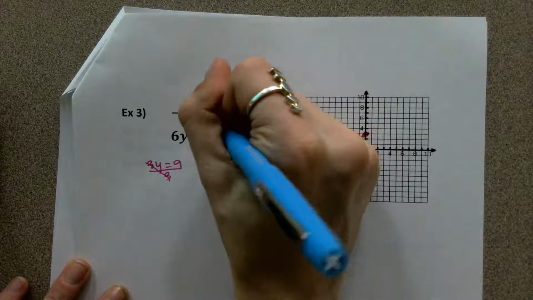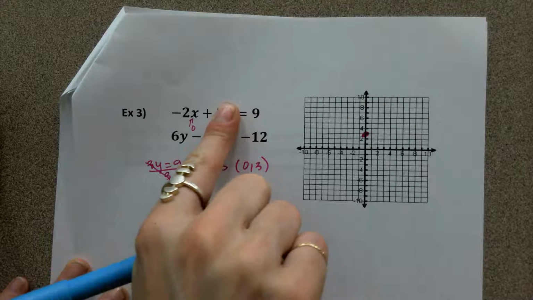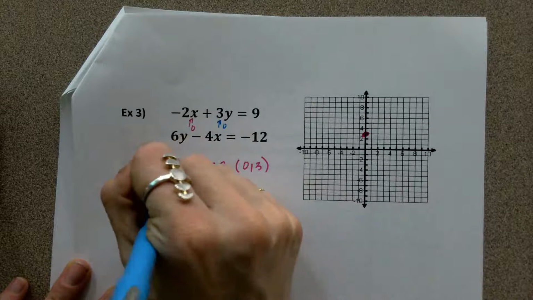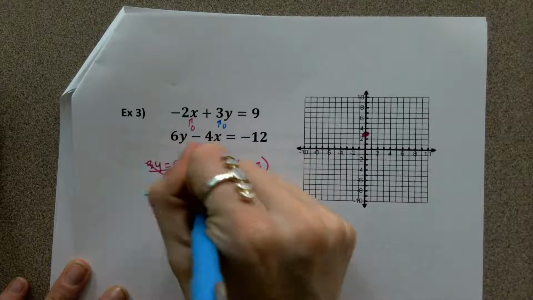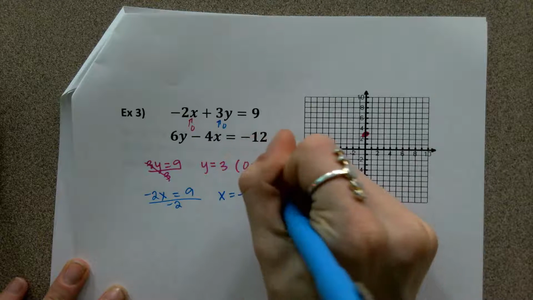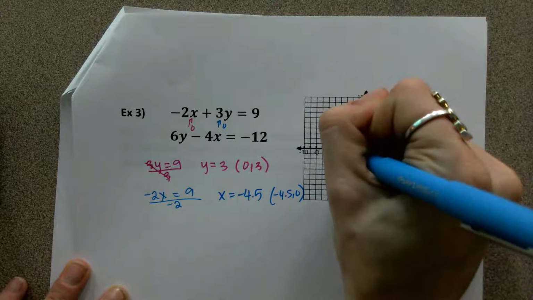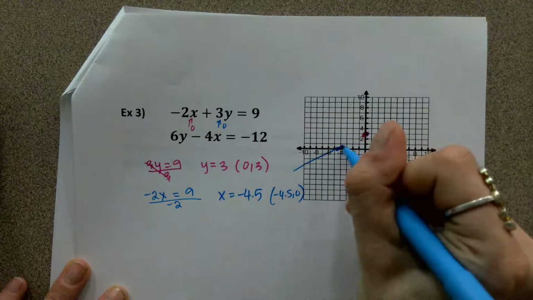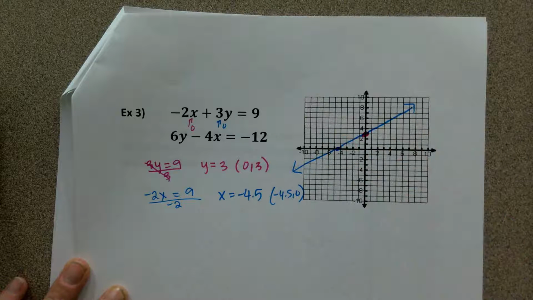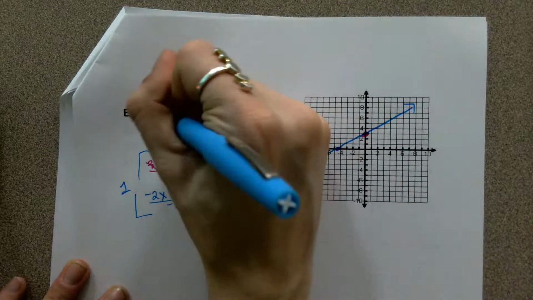If I plug 0 in for y, cover it up, write what's left over, I have -2x equals 9. Dividing by -2, I get x equals -4.5, which is my x-intercept. So that's going to be over here. Go ahead and connect those intercepts. Okay, so this is line 1.